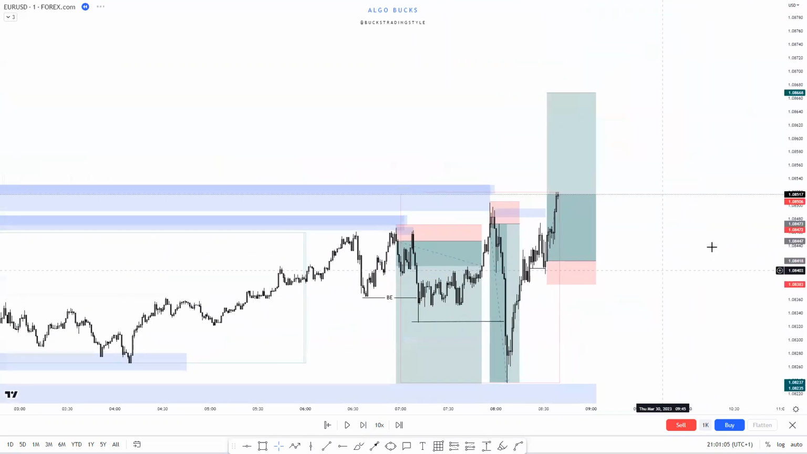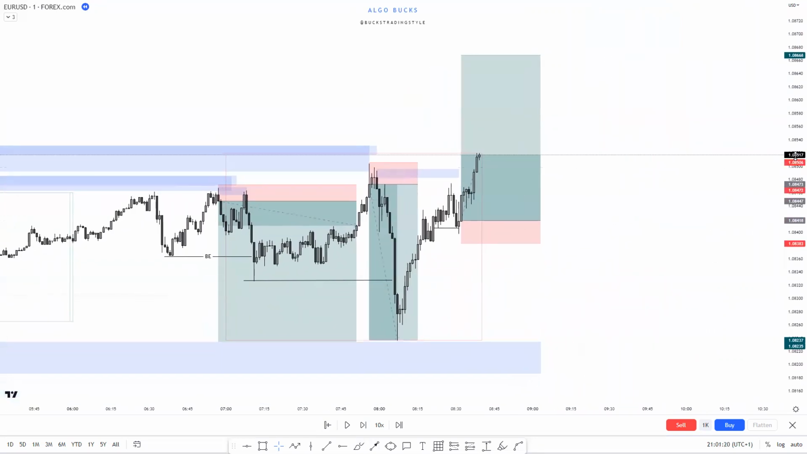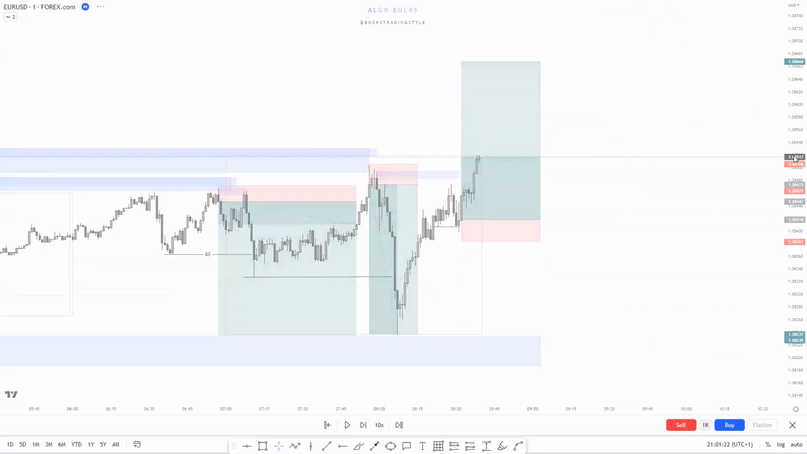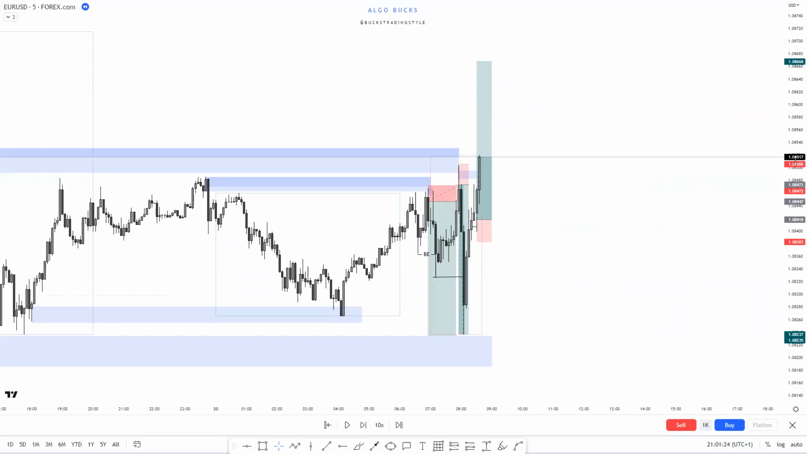So now where are we going to go break even? At this high right here, we might have gone break even after price took out this high. Then let's see what price is going to do after this. We are in this buy, then we go back on the higher time frame and see what price is doing.